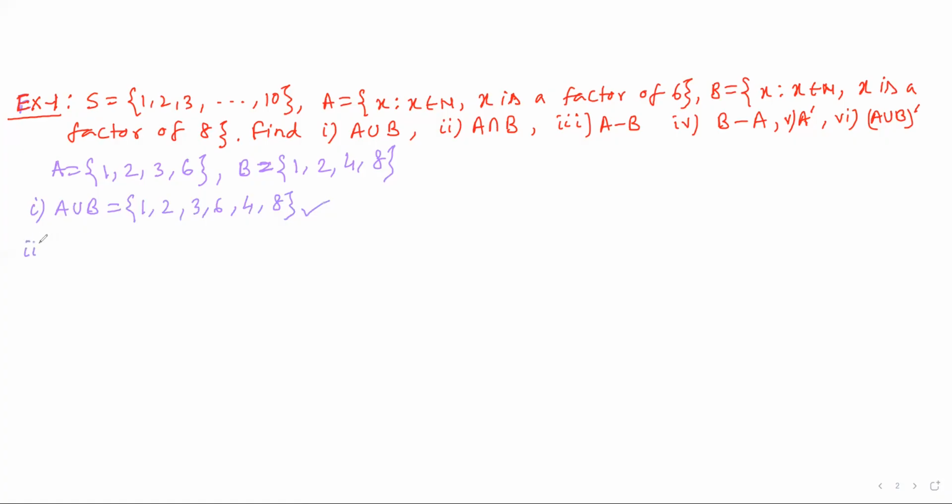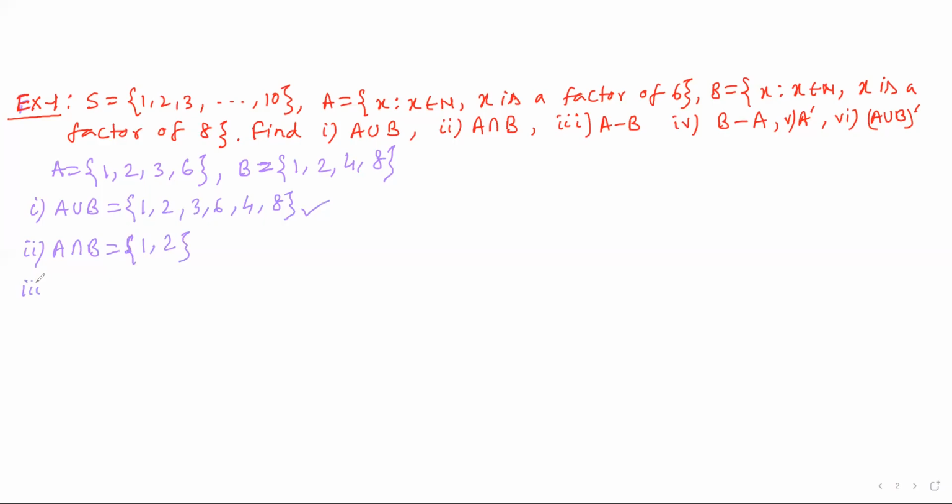Now part 2, we have to calculate A intersection B. Intersection means we have to calculate only the common elements. So we have to check what are the common elements between A and B. Easily you can see that the common elements between A and B are 1 and 2. So A intersection B contains 1, 2.